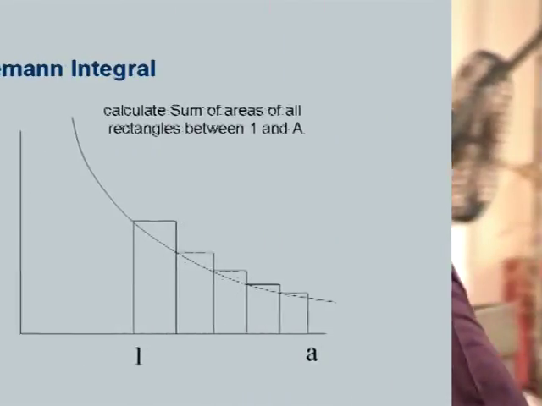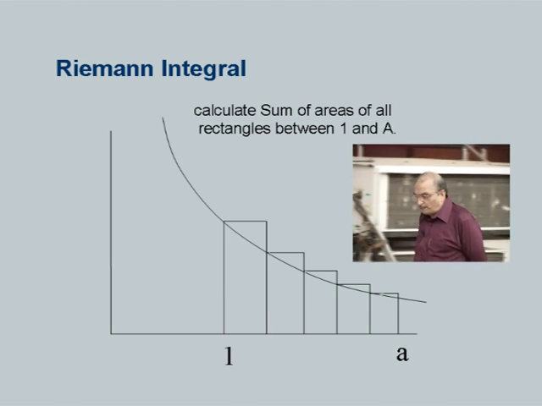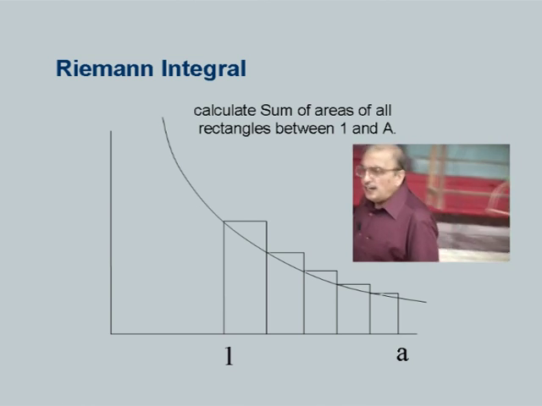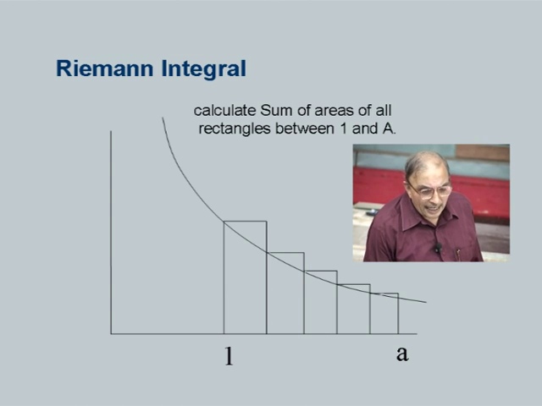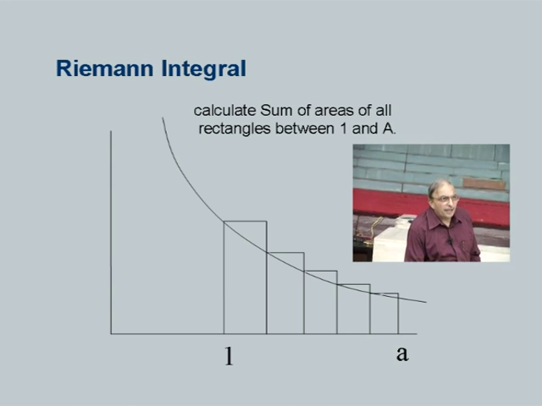Anyway, here is what we wish to do. Calculate the sum of areas of all rectangles between 1 and A. So notice here what is happening. How many rectangles should I have? Well, I don't know how many. I can have only one rectangle. Obviously, if there is one rectangle, I will get a very funny value. But if I have multiple rectangles, I will get perhaps a better one.